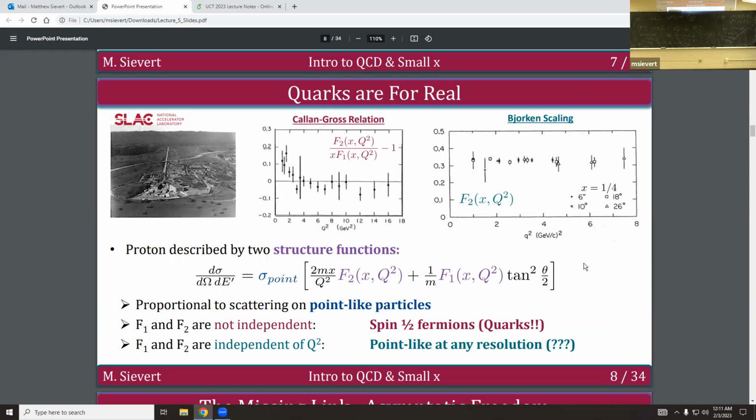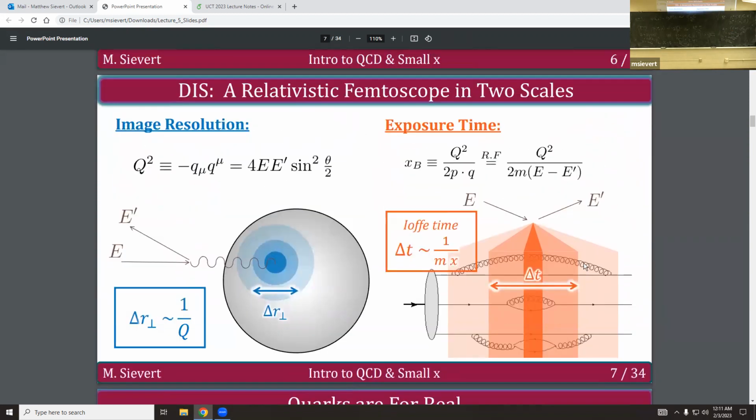Okay, question? Right. So this analogy that you've made with a shutter speed. So small x kind of corresponds to long timescales. Is that right?